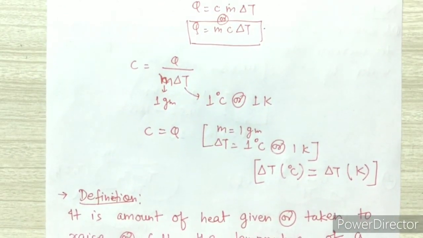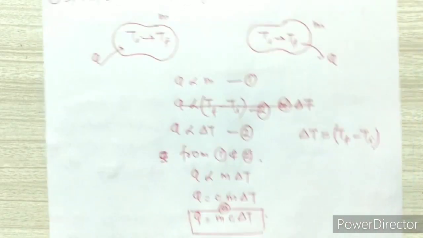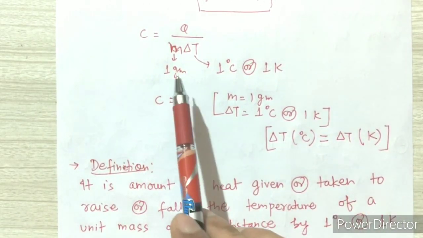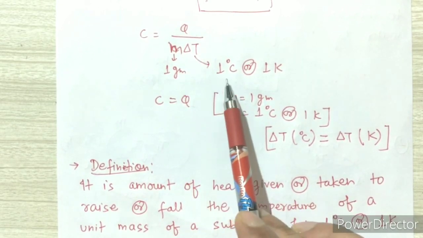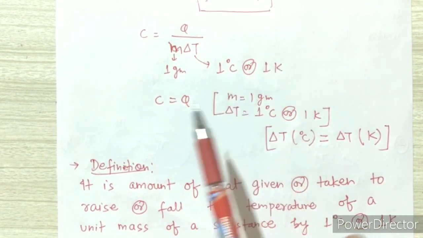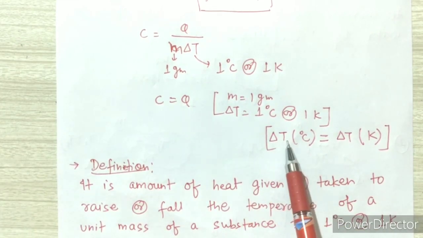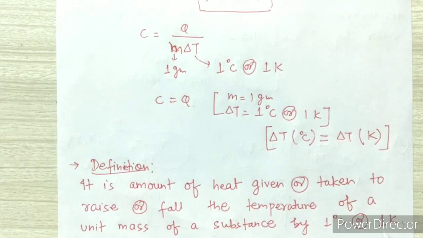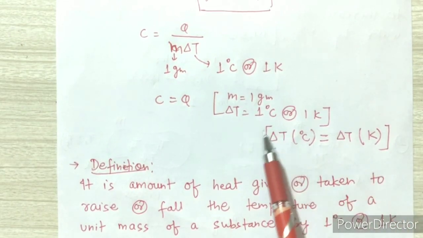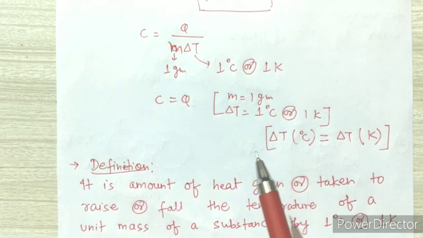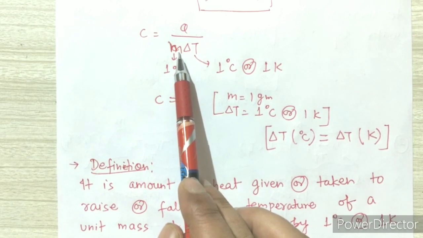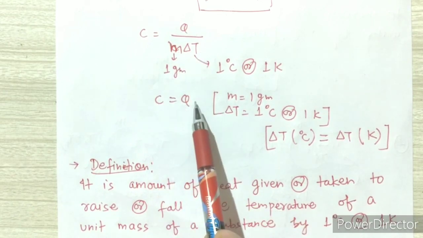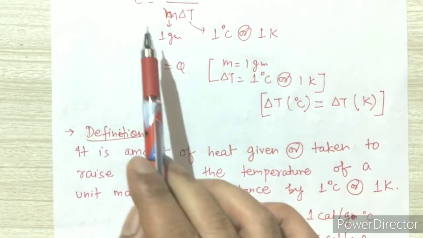Now we are going to define the term specific heat capacity, that is small c. Take the mass as 1 gram and the temperature change as 1 degree Celsius or 1 Kelvin. One thing to remember here is that change in temperature in degree Celsius is equal to change in temperature in Kelvin. I am talking about change. The change is the same, whether we take it in degree Celsius or in Kelvin. So put m as 1 and delta T as 1, so c is equal to Q.